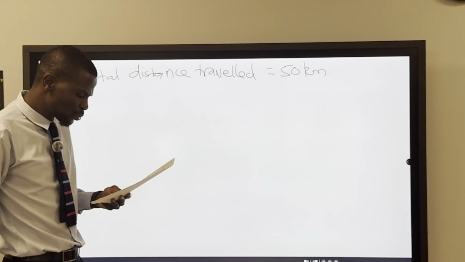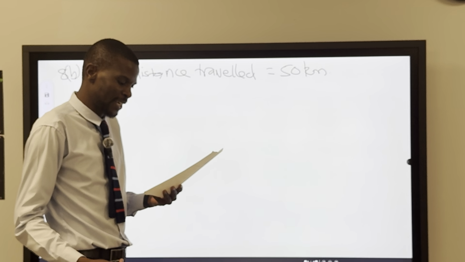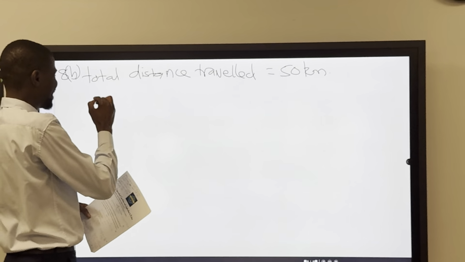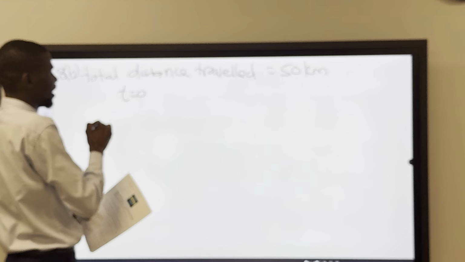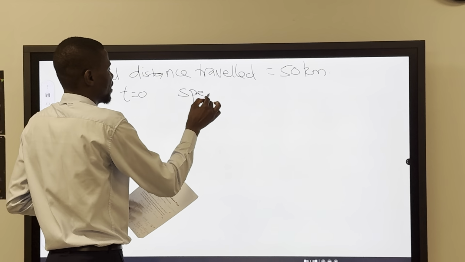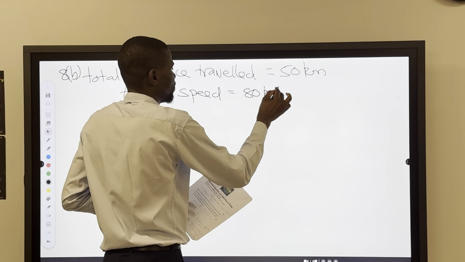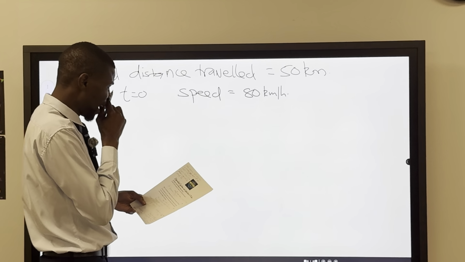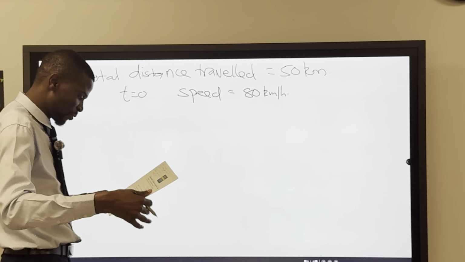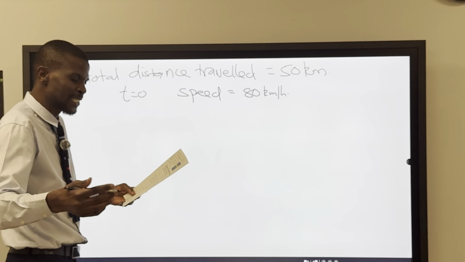Then we are also told that it has an initial speed of 80 kilometers. So it means when t is 0, this means initial, then the speed is equal to 80 kilometers per hour. Now, guys, there's one thing that we don't know, because the next statement says, given that the car speed is proportional to the distance that remains.